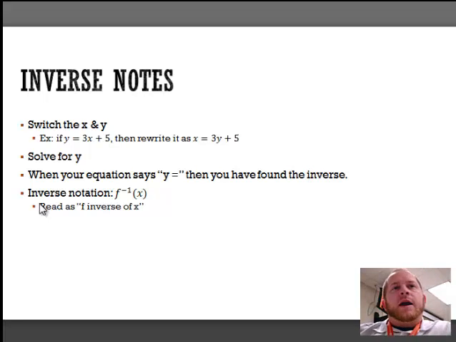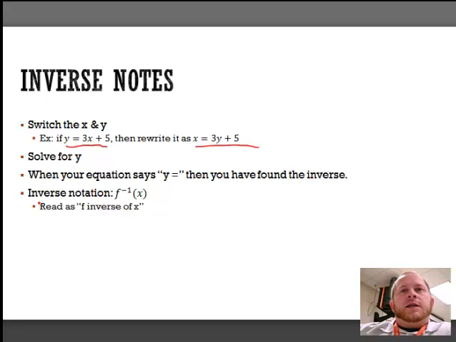When you go through and find an equation, the first thing you need to do is make sure that you switch your y and your x values, or your variables. For example, you have y is equal to 3x plus 5 here. When you switch your variables, it comes out as x is equal to 3y plus 5.